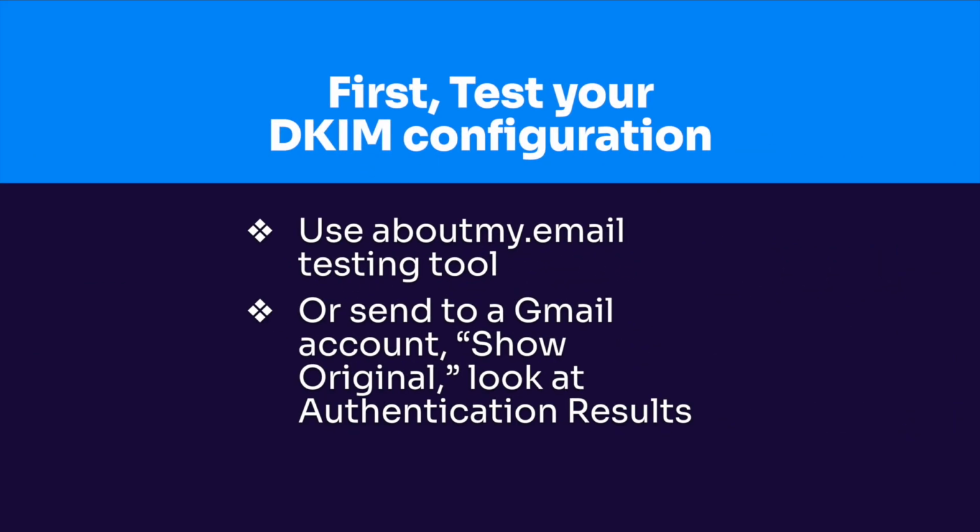Now, before you get started, make sure you double check that DKIM is actually working correctly. Make sure that messages are passing DKIM authentication checks elsewhere and that the DKIM signature aligns, meaning that the DKIM domain matches the domain in your visible from address, using a tool like About My Email, or at least do a send to a Gmail account and view the full message headers and source to look at the authentication results there and make sure that everything is working correctly.